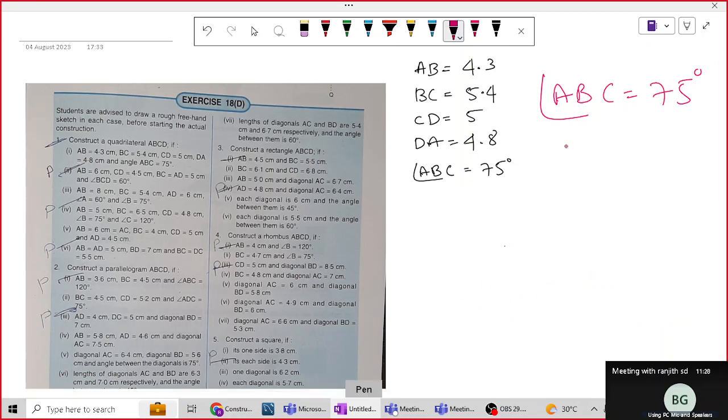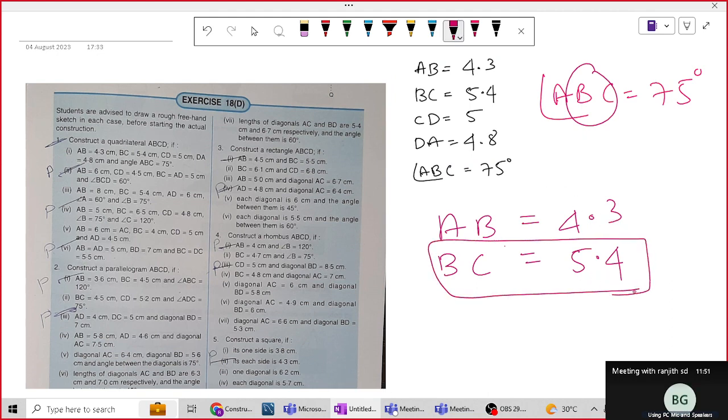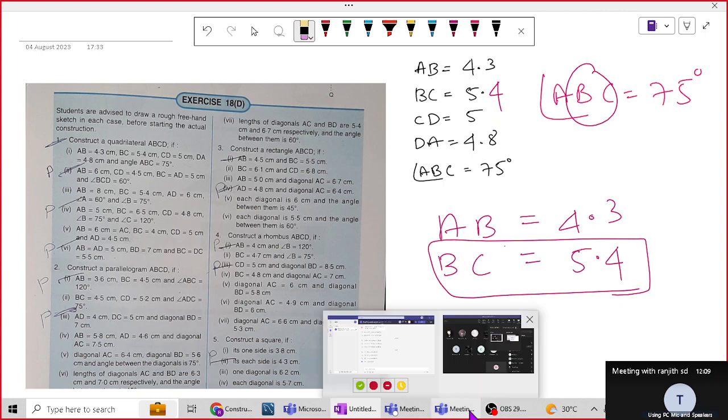Now if the angle is on the base B, where is B present in these four values? AB and BC. So you can take either AB or BC as a base line. Which is greater out of these two? BC is greater. So you're supposed to take BC as the base. That is the concept. If you don't understand this and take some other base, you won't be able to construct. So take BC as 5.4.